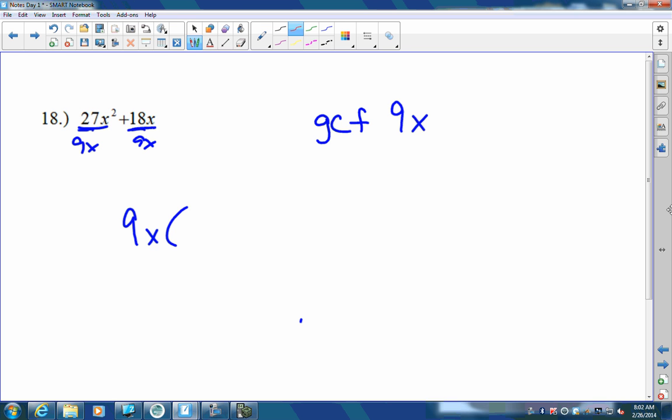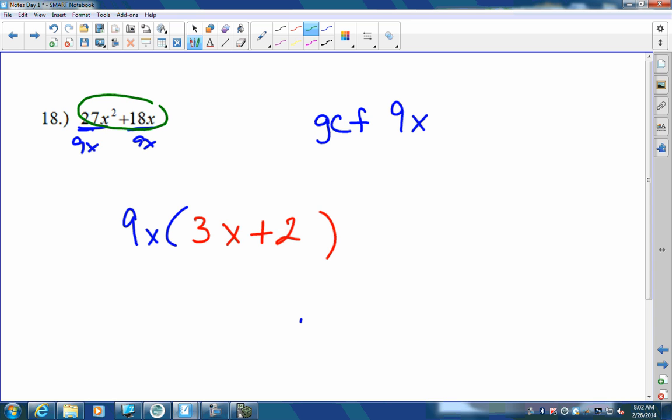All right. 27 divided by 9 is what? 3. I need 2 x's. I already have 1, so how many more do I need? 1. That plus stays there. 18 divided by 9, 2. I need 1x. I have 1x. Whoop, there it is.